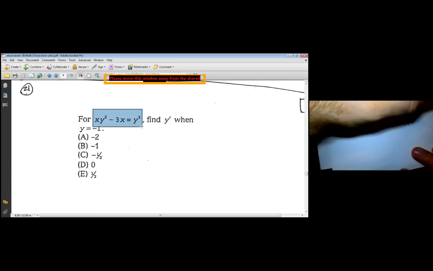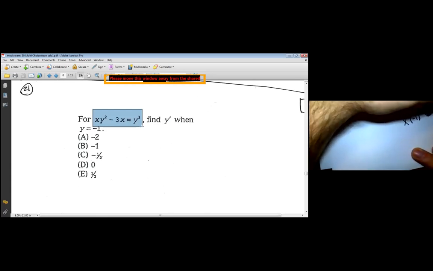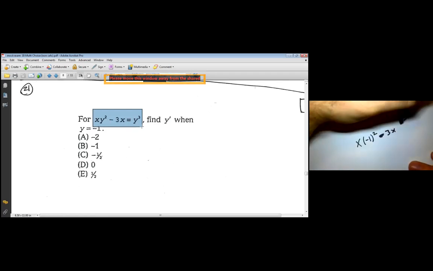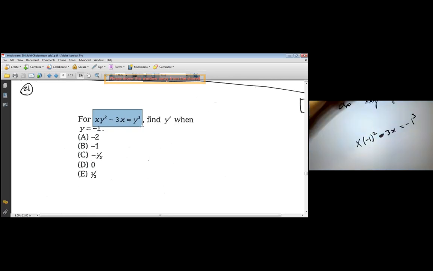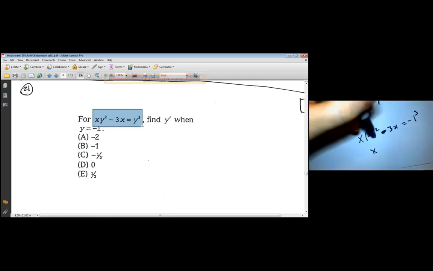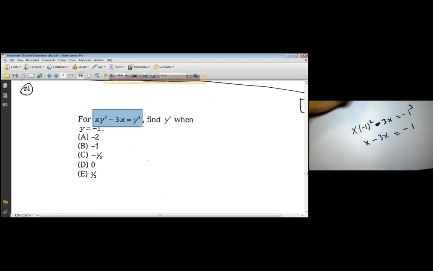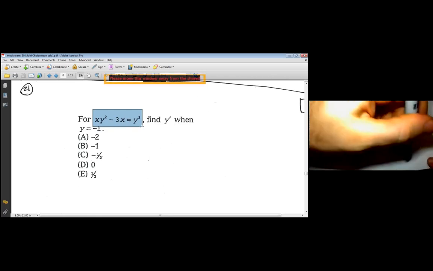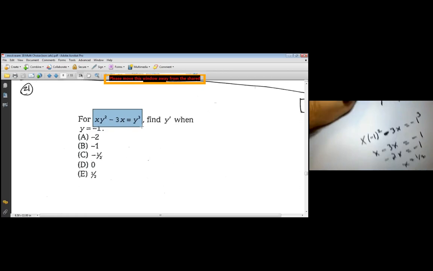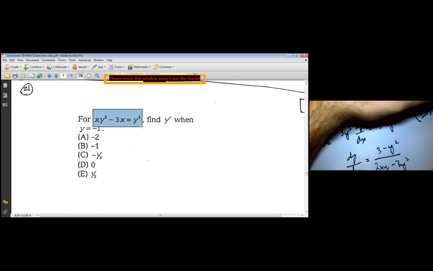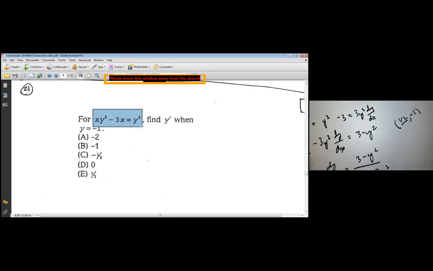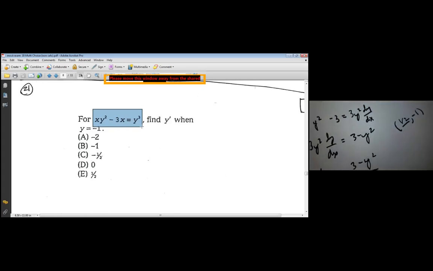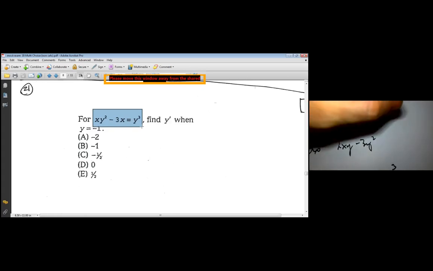That would be x times -1 squared minus 3x equals -1 cubed. Okay, so that's -1 squared is 1, so x minus 3x is equal to -1. That's -2x is equal to -1. X is equal to 1/2. So the point we are plugging into our dy/dx is 1/2 comma -1.